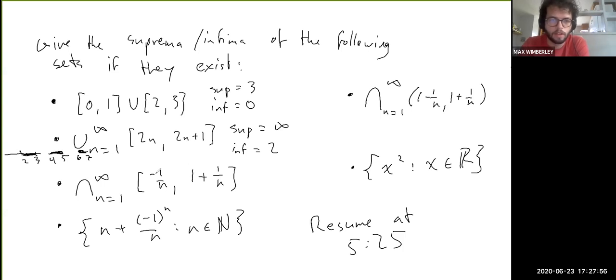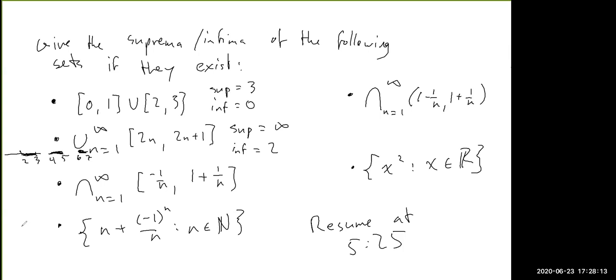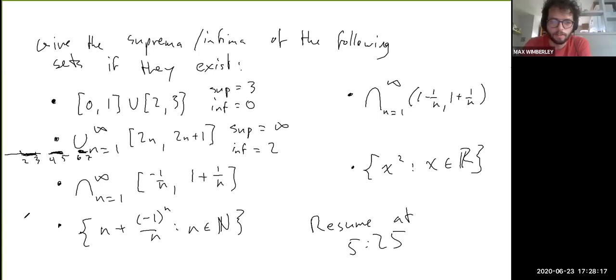Okay. How about this one, this intersection? It gets a little bit trickier, especially if you don't have a lot of experience with intersections. Anyone? Oh yeah, okay. Rahul? I got the infimum to be 0 and the supremum to be 1. Yeah, very good. Do you want to sort of explain why?